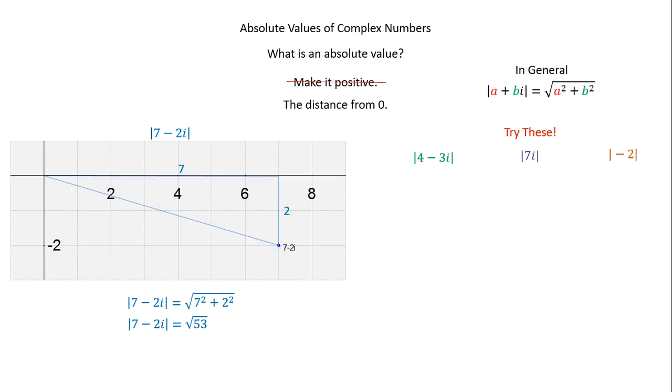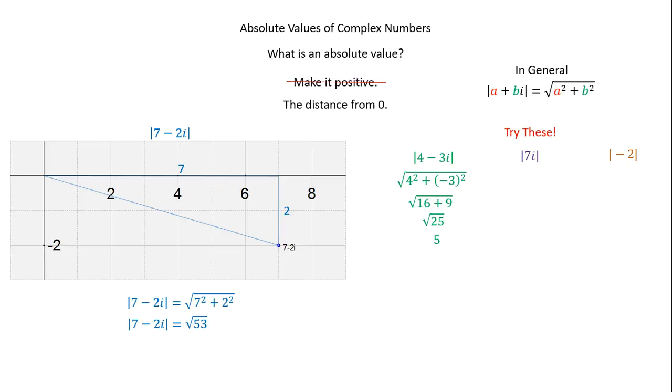How was that? So the first one's going to match the formula perfectly. Just plug it in, 4 squared plus negative 3 squared. 4 squared is 16, negative 3 squared is 9. Remember, it will be positive. 16 plus 9 is going to be square root of 25, and square root of 25 is 5. And so the absolute value of 4 minus 3i is 5.